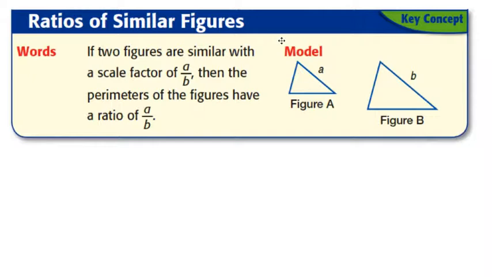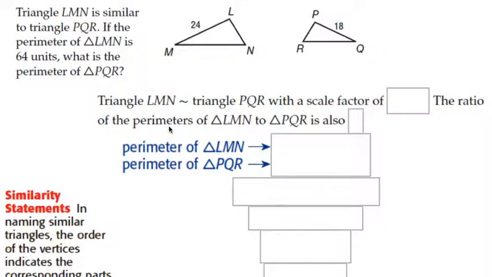Ratios of similar figures. If we have two figures that are similar and we know their scale factor, then the perimeters of the figures have the same scale factor. The ratio of their perimeters is the same as the ratio of their sides. So let's take a look at where we would apply that. Here we have triangle LMN being similar to triangle PQR. Remember, the order of the letters matters. If the perimeter of LMN is 64 units, what is the perimeter of PQR?